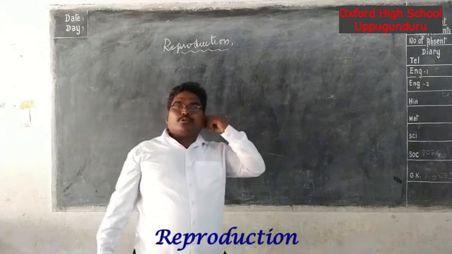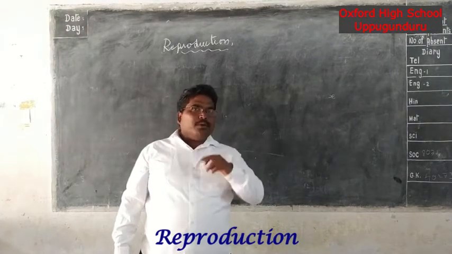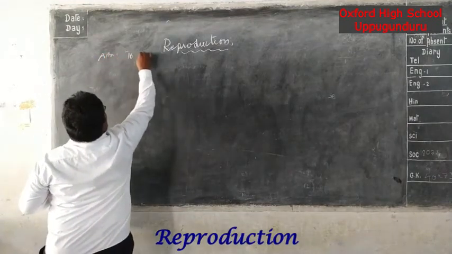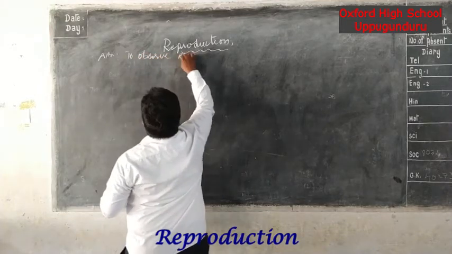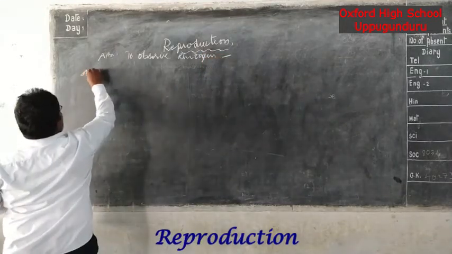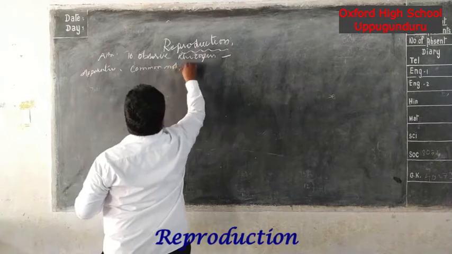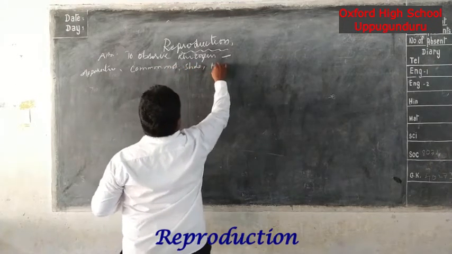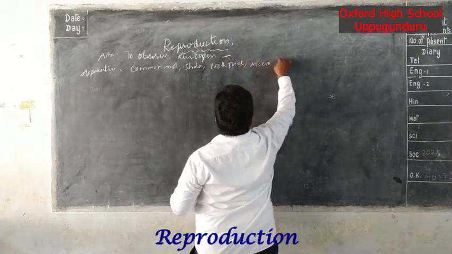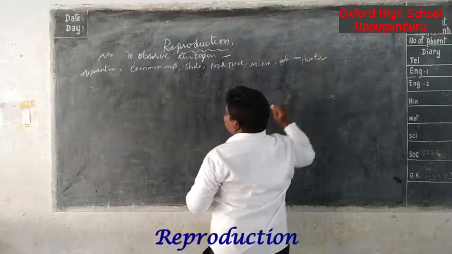In this class, I am going to explain how we observe rhizopus in the school under the microscope. Our aim is to examine rhizopus, which was developed by you. Apparatus we require: common mold, slide, toothpick, microscope, glycerin, water. So these are the materials we have taken.